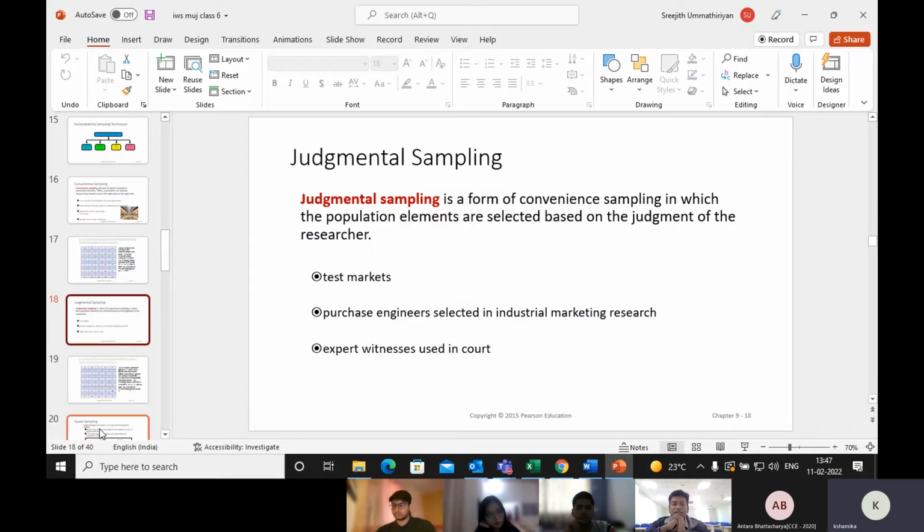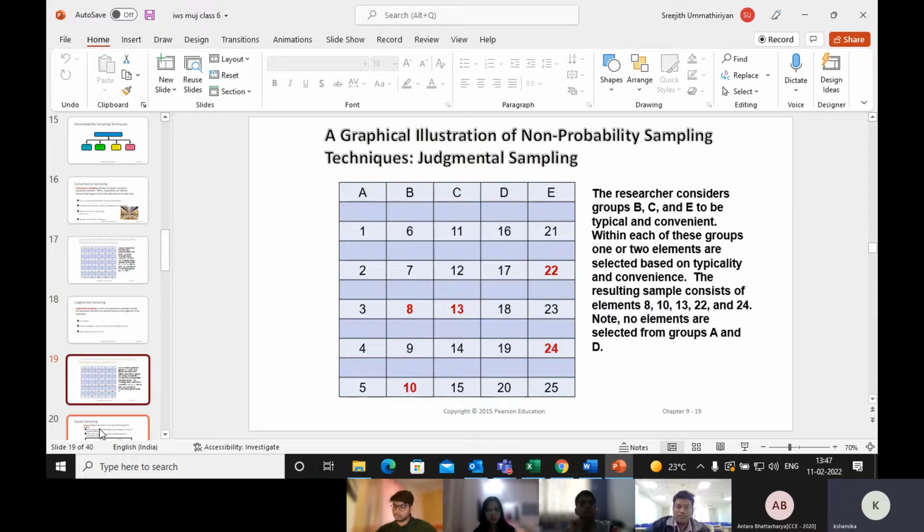So judgmental sampling is a form of sampling in which the population is selected based on the judgment of the researcher. The researcher thinks, okay, I will talk to this person because he is an expert in this topic, so I would get my inputs from this particular person. Based on the researcher's judgment, you seek out respondents and conduct a study. Here is a graphical illustration of the same. The researcher considers B, C, and E to be typical and convenient. Within each of these groups, one or two elements are selected on convenience, right?